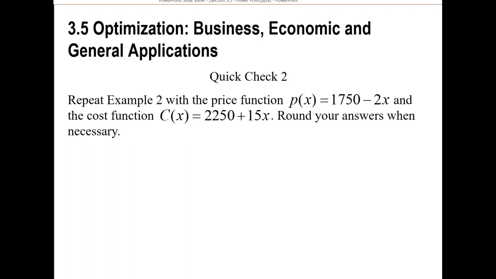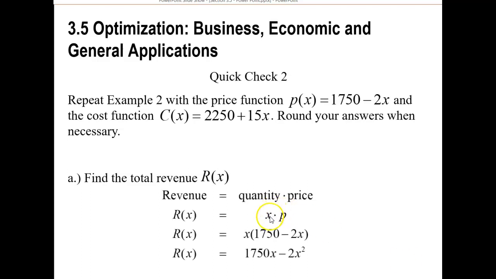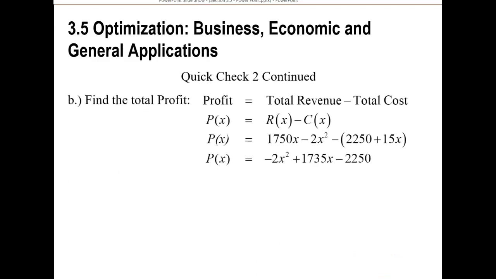All right, so we're going to repeat example 2 with a new price function and a new cost function. All right. So total revenue, you're going to take price per unit times how many units you sell. So price per unit is the P function times X units. So our X times our price function, 750X minus 2X squared. Total profit. We needed our revenue function, which we found. We were given the cost. So the profit is revenue minus cost. So revenue, subtract the given cost function, cleans up to be this.